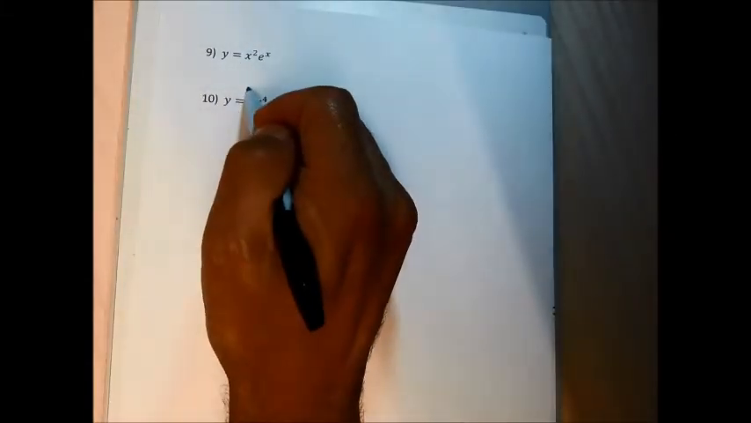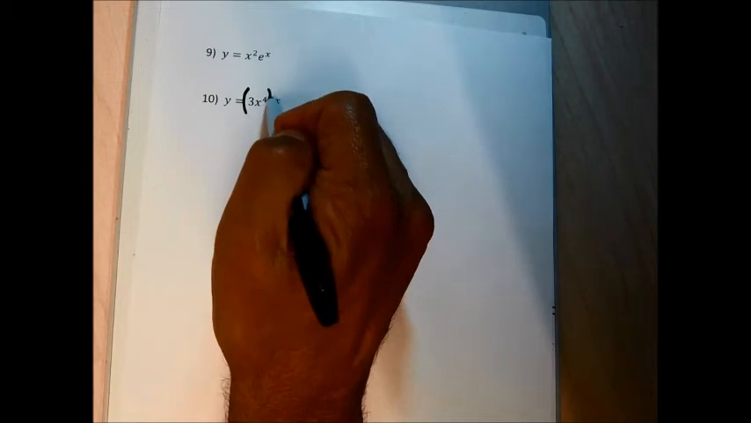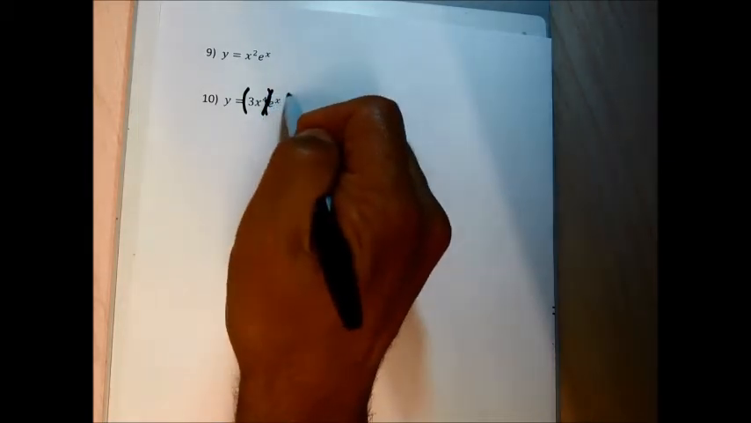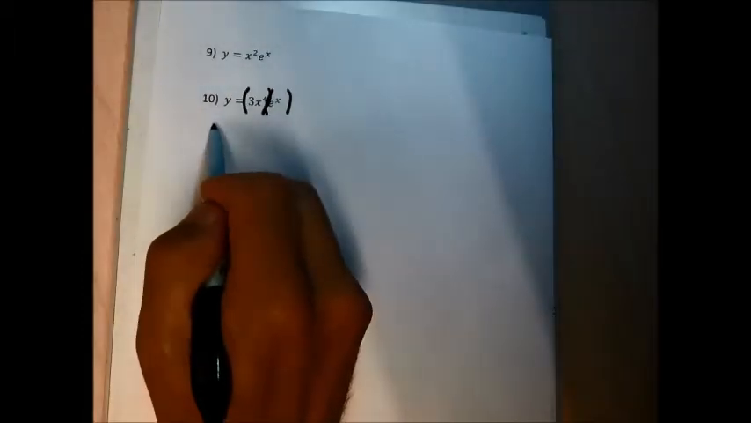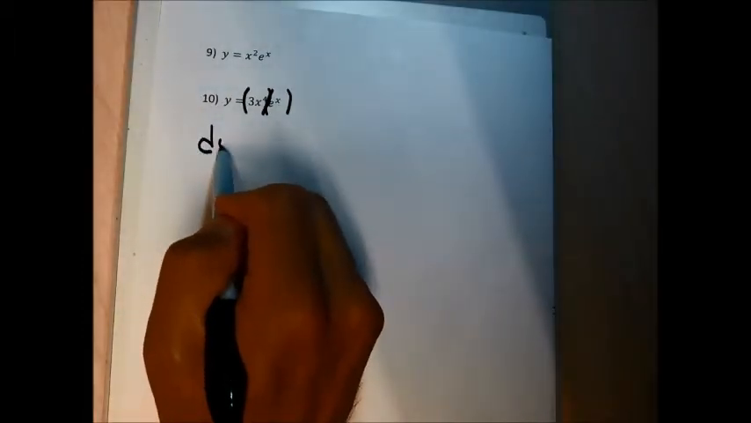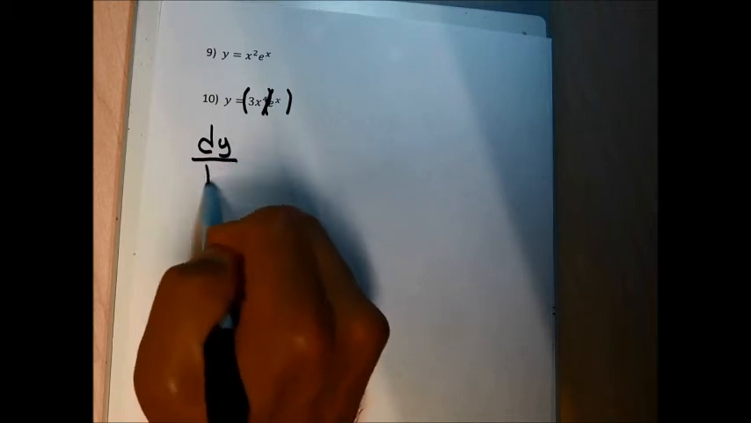Ten is absolutely a product rule because there are 2 factors. I can throw parentheses in if you need. So I need to use the product rule. So I'm going to write y prime. I'm going to write dy dx just to keep that symbol fresh.